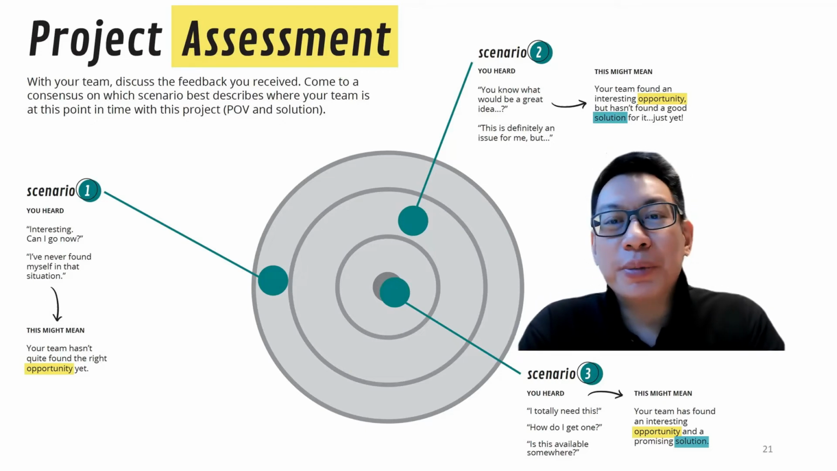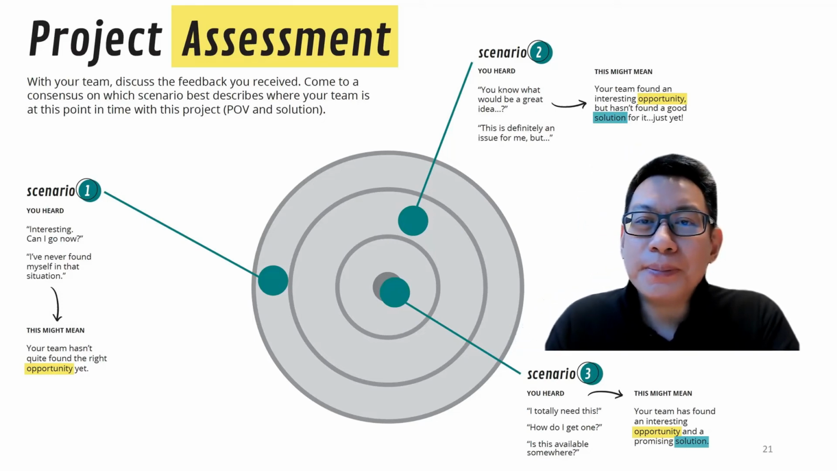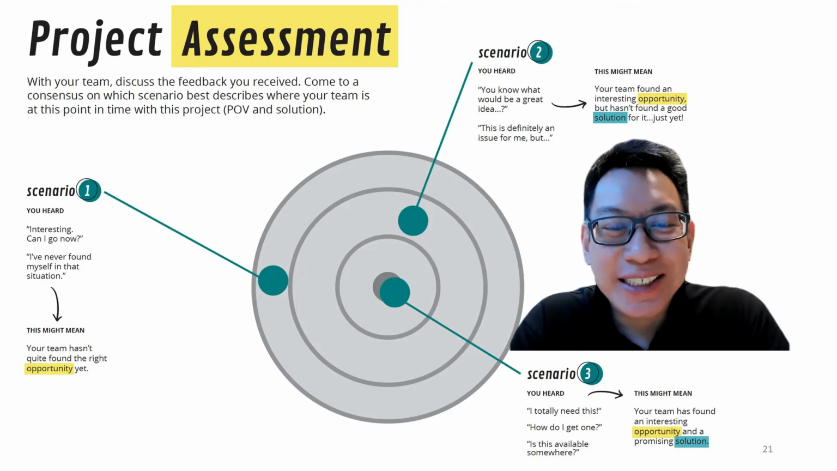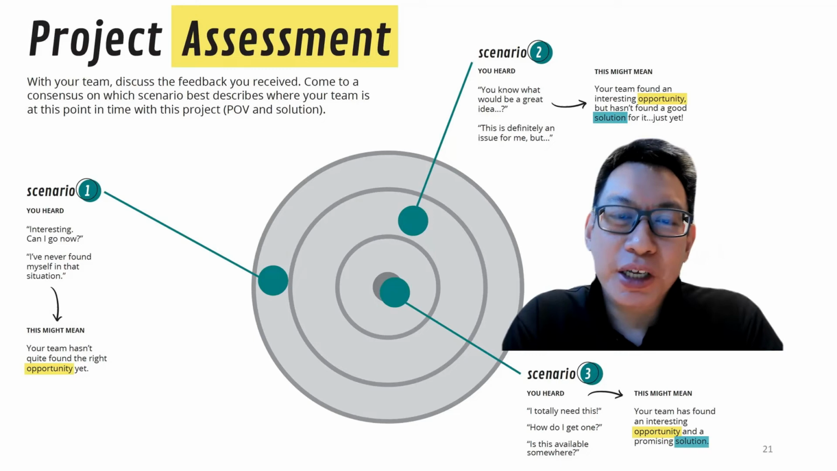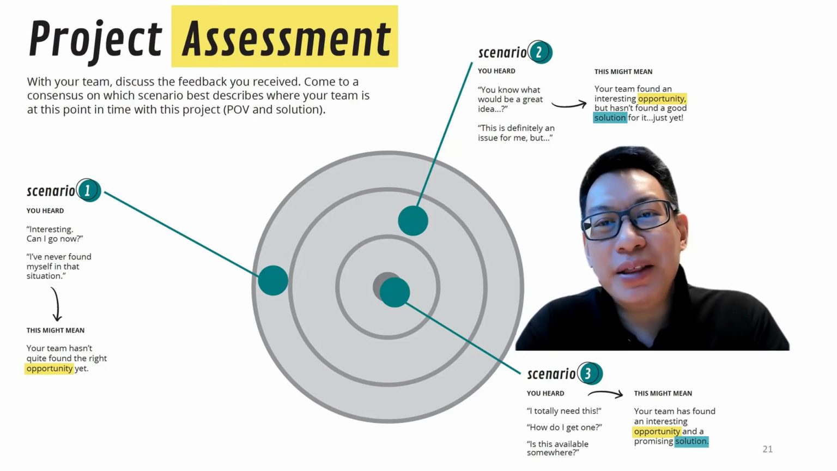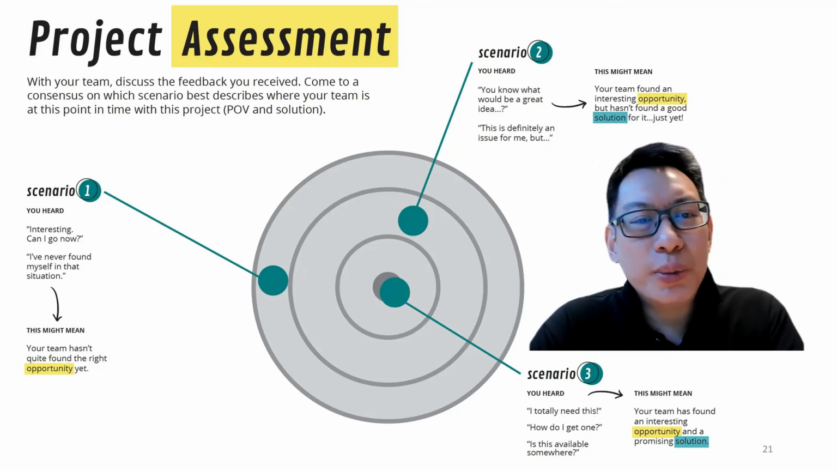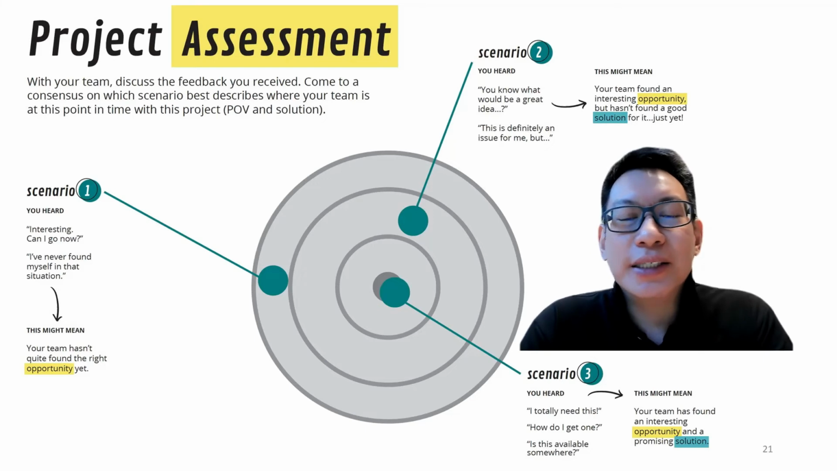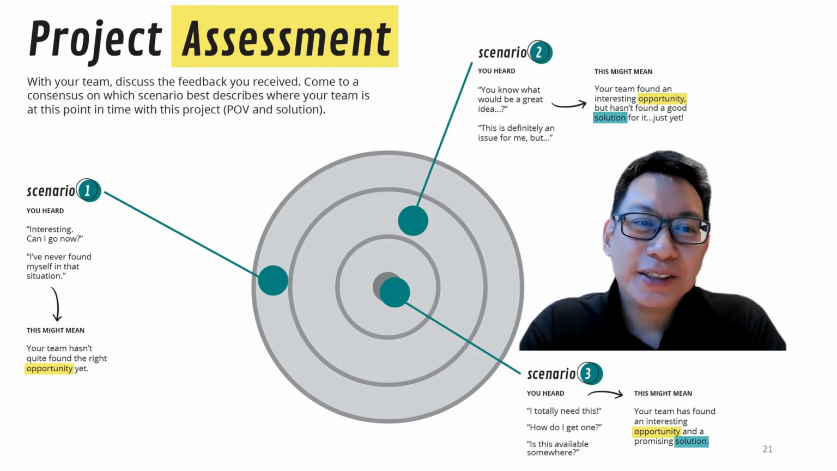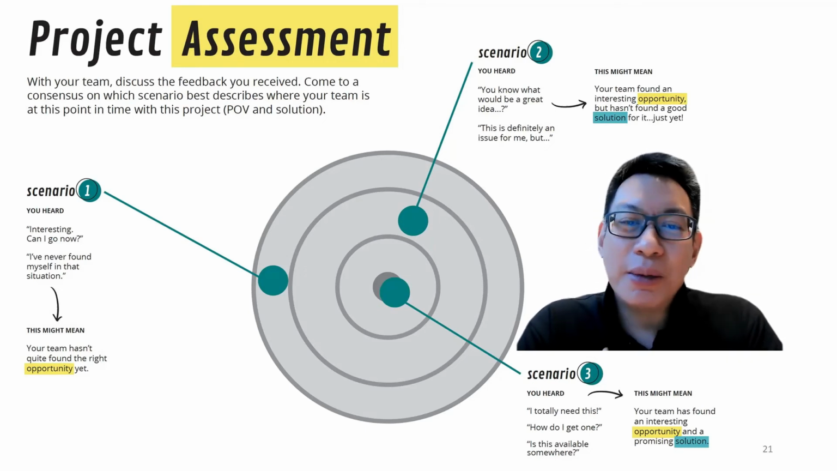Scenario 2 is when, from the feedback during your test stage, you heard something along the lines of, "You know what would be a great idea?" Or, "This is definitely an issue for me, but..." If you heard that kind of comments, it might mean that your team has found an interesting opportunity, but hasn't really quite found a good solution yet. So you may want to consider then going back to the ideate stage to look for more ideas or to refine your idea.